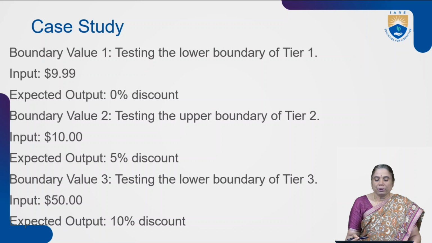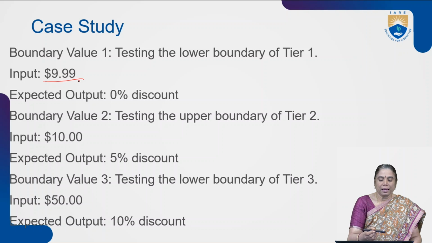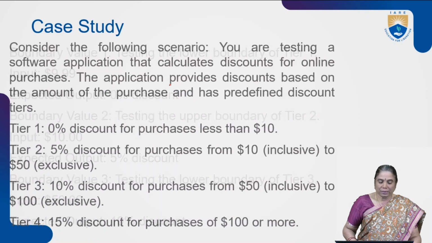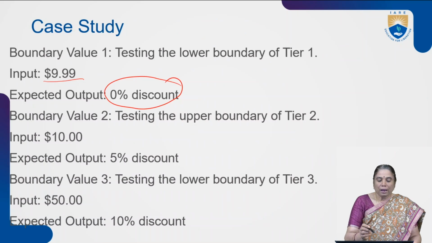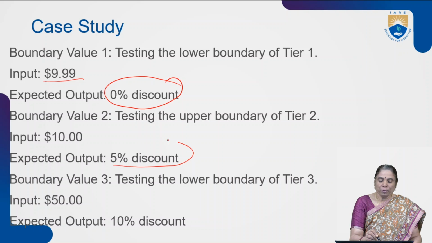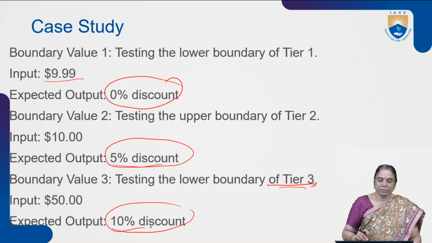For boundary value testing, the lower boundary of tier 1, the input is $9.99, and the expected output is 0 discount. Why? Because for tier 1, there is 0 discount for a purchase less than $10. Boundary value 2 tests the upper boundary of tier 2. The input is $10, so the expected output must be the 5% discount. Boundary value 3 tests the lower boundary of tier 3 and the input is $50. Expected output must be the 10% discount.